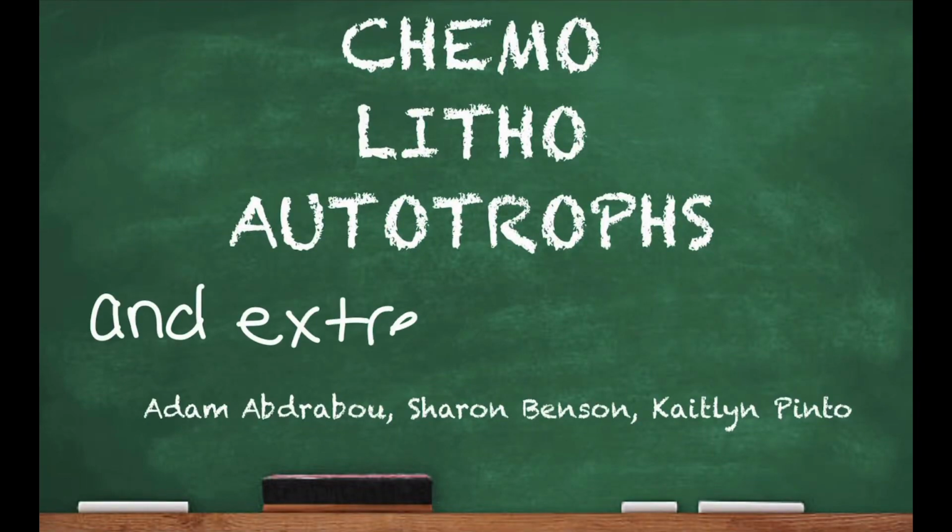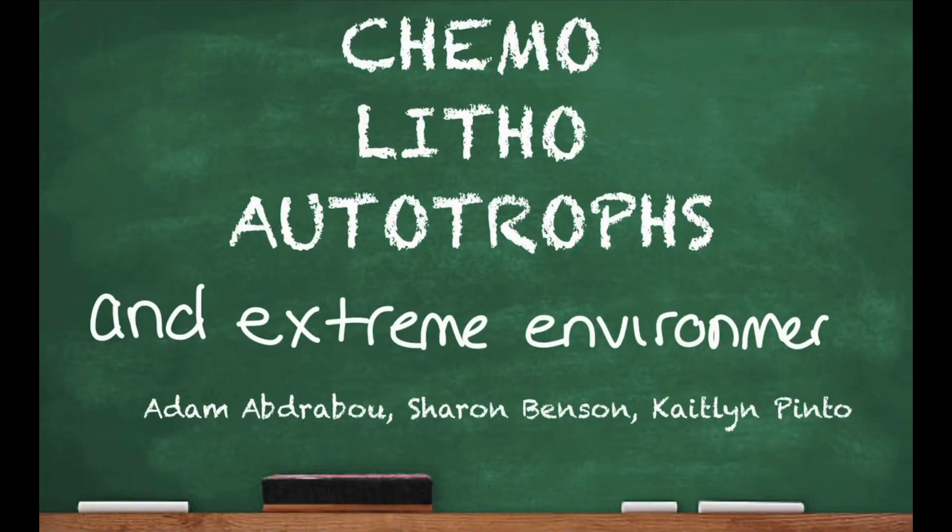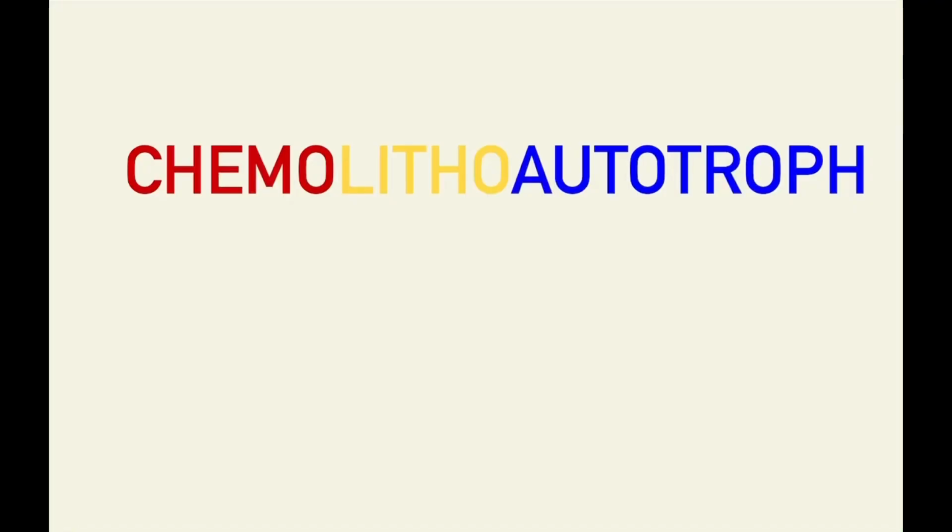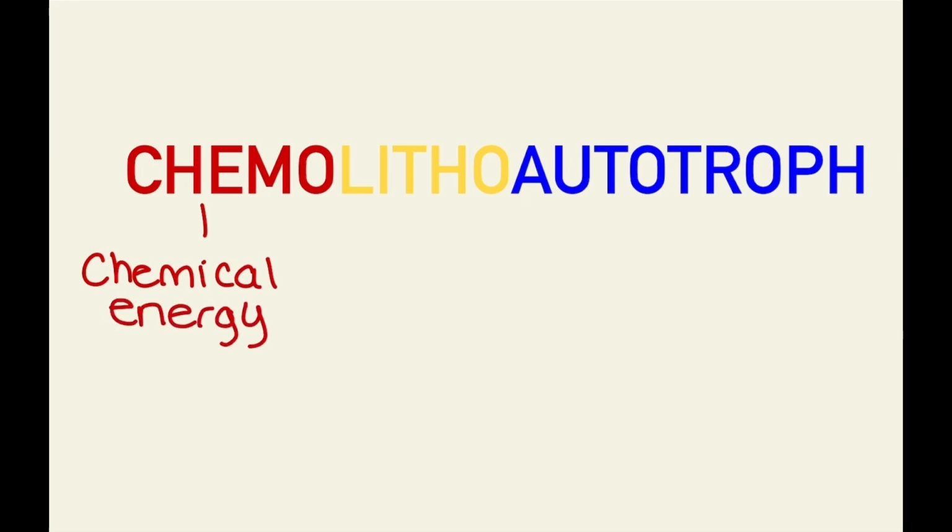Today we'll be talking about chemolithoautotrophs and the extreme environments they're found in. First, let's define what a chemolithoautotroph is. So the prefix chemo means chemical, signifying that its energy source is from chemicals.